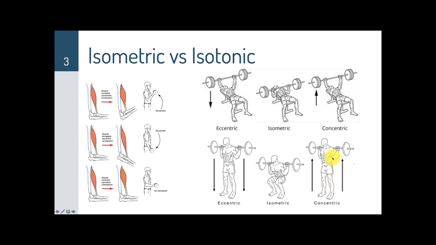And then as we lift the weight back up, the glutes and the hamstrings are contracting and creating force to help get this weight back up. So these are just some examples to show you how the eccentric and concentric contraction works, and the different types of contractions we have, being isometric and isotonic. So keep that in mind.